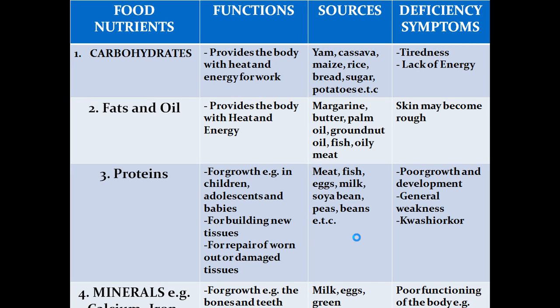Now if one is not eating protein, that is the deficiency symptom. What happens? Poor growth and development, as the person will have retarded growth and development, general weakness of the body, and kwashiorkor. I've given you examples of kwashiorkor. It usually occurs in children. The child will have a big head, big tummy, thin legs and thin hands. So please make sure you eat well.